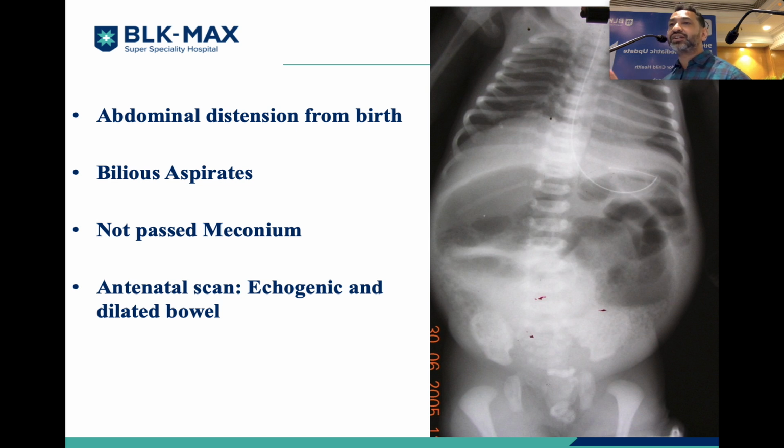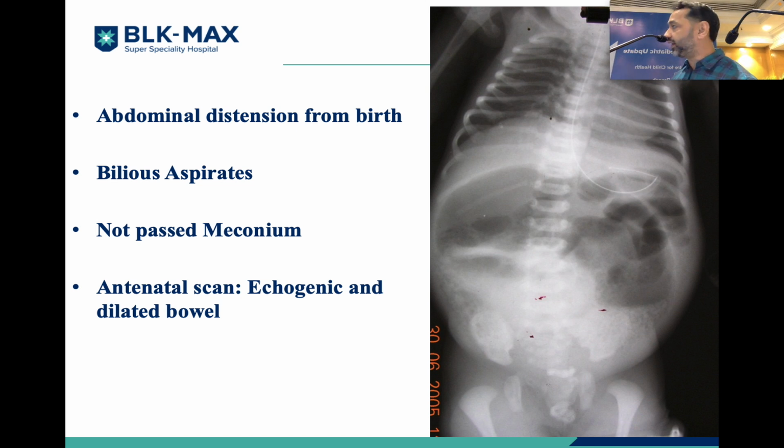Now, as I said, the distension in these babies is usually not seen at the time of birth, and the distension is progressive. But there can be scenarios where the distension is present right from birth. So this child has distension right from birth, bilious aspirates, has not passed meconium, and the antenatal scan has a finding of echogenic and dilated bowel loops. And if you see the abdominal X-ray here, there is a distended abdomen, large distended bowel loops, but no air-fluid levels.